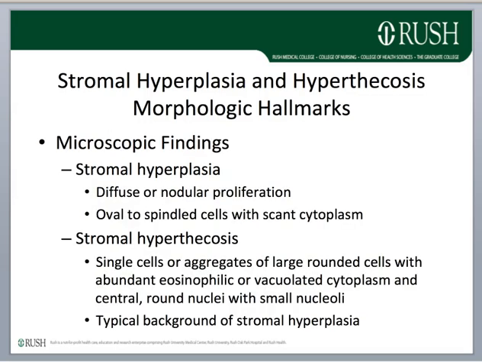In stromal hyperplasia, there's nodular and/or diffuse bilateral cortical and medullary proliferation of mitotically inactive stromal cells, with ovoid nuclei and indistinct nucleoli, frequently more present in the medullary region. In stromal hyperthecosis, there are aggregates of luteinized cells, which have abundant eosinophilic or vacuolated cytoplasm and central round nuclei with small nucleoli, again typically present in a background of stromal hyperplasia.